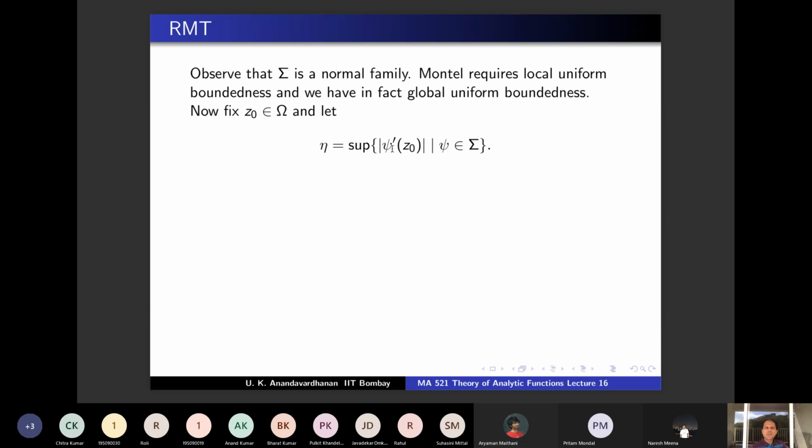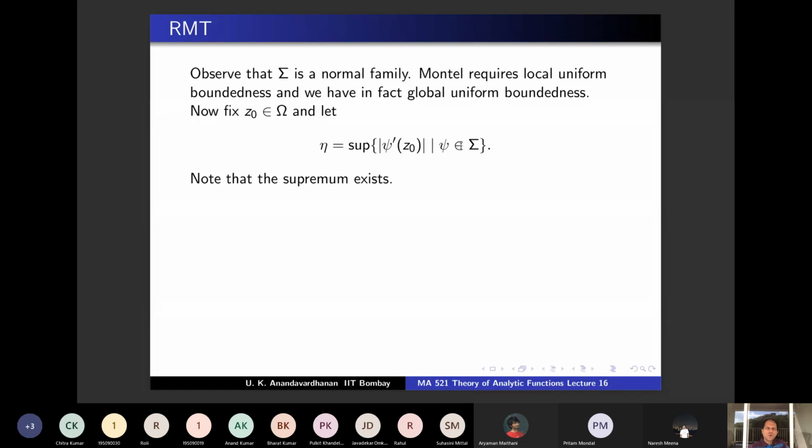So you are fixing a point, you are taking the derivative at that point, you are taking the modulus, and psi is varying over sigma. So supremum as psi varies over sigma. Okay, so what did I write here? I haven't given an explanation here. I have just said that the supremum exists. So try to give an argument for this.